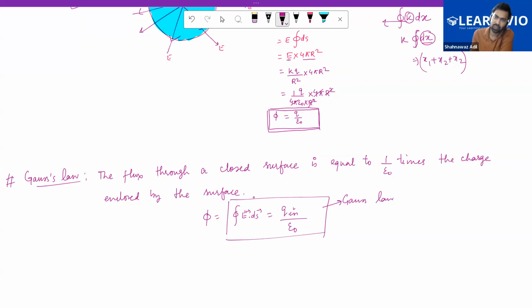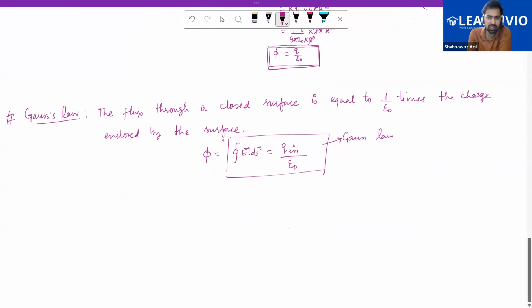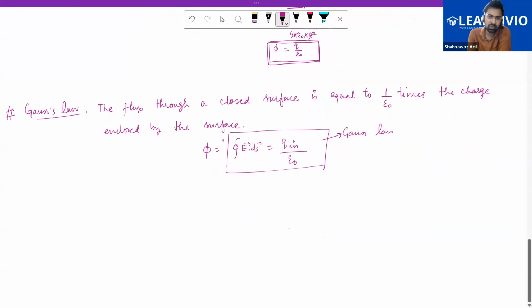Oh, yes, sir. So this is what we call the Gauss law, right? And it has a wide application. Those applications we will see. So the flux through a closed surface, the surface should be closed. That is the important thing. And it is equal to 1 by epsilon naught times the charge enclosed by that surface. So that is the Gauss law, right?